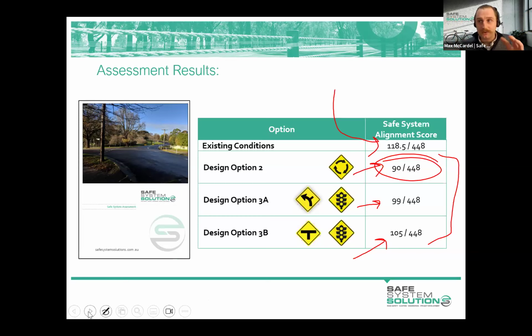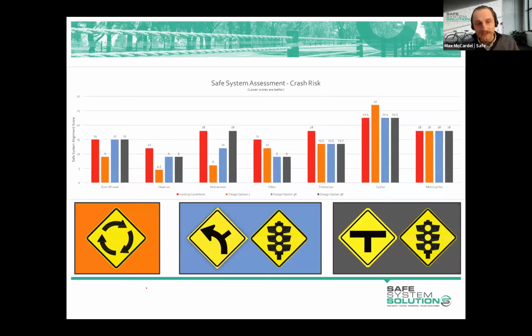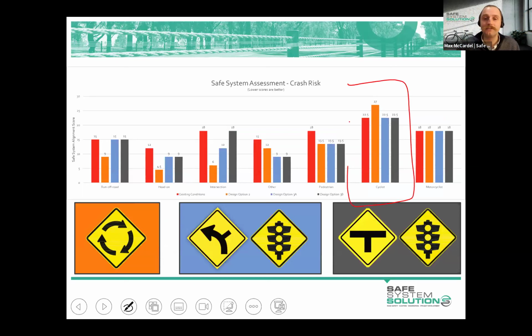Okay, so that's the high level, just looking at the total score, but as we talked about before, we are able to drill into the details. So we could have just looked at the high level, seen that the roundabout is the lowest score, so let's go with that option. But looking further into the report, we can see that cyclist crash risks are going up.